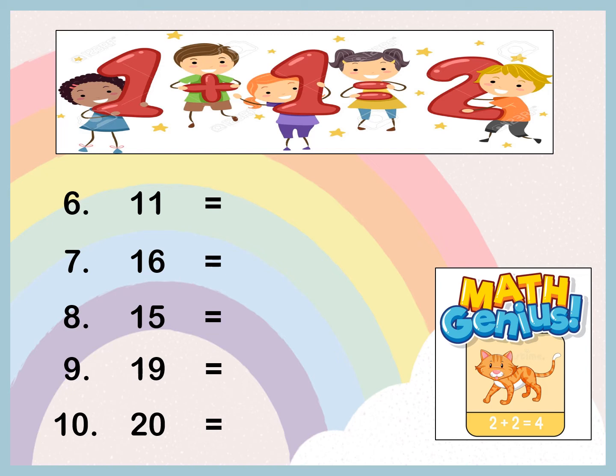6 is 11. Next is 16. Next is 15. Next is 19. And the last one is 20. Alright, you ready, kids? Now, kindly check your answers and double check it with me. Number 6 is 11. Did you get it right? Did you get the correct answer? Let's spell the word 11 together.